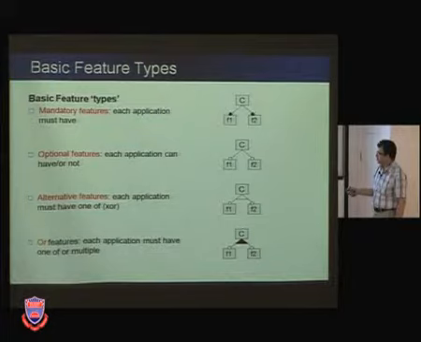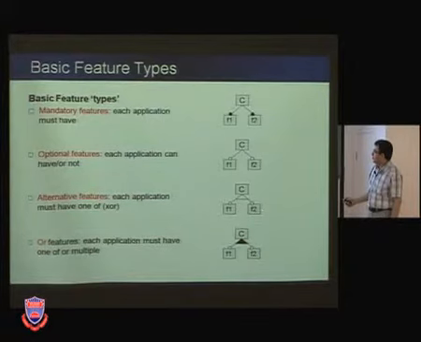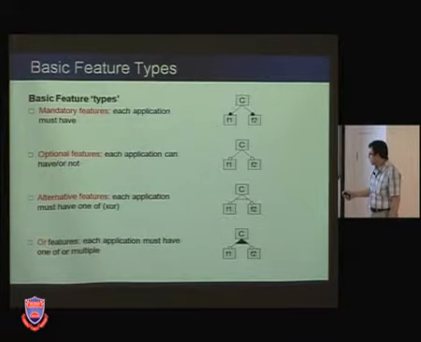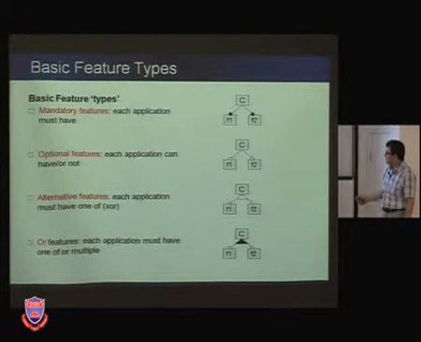Alternative features, so optional means you can have the property or not, the feature. Alternative, you can select one of them, not both, or you could have multiple alternative features. This is the way you represent it.